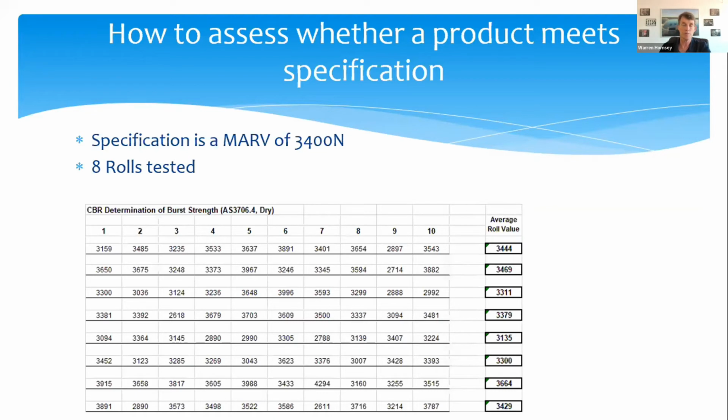So the first roll, yes, that initial roll passed the specification. But essentially here, 4 rolls fail, because these rolls over here have average values that are all below the minimum average roll value of 3,400. So you get 4 rolls passing and 4 rolls failing out of this batch. And that's all you need to know at this stage, is that the rolls are failing.